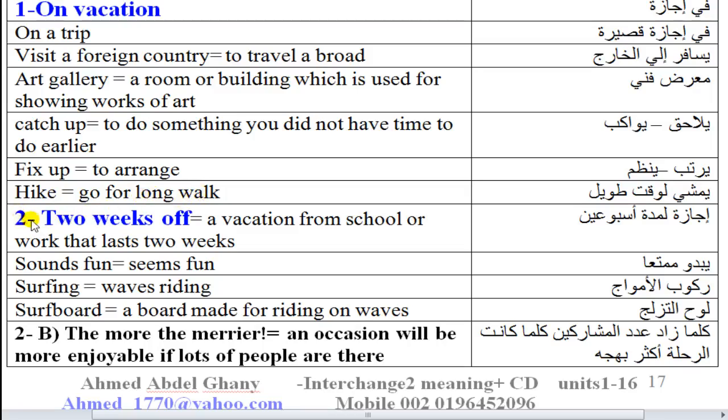2. These are the words of exercise number 2. 2 weeks off. A vacation from school or work that lasts 2 weeks. Sounds fun. Seems fun. Surfing. Waves riding. Surfboard. A board made for riding on waves. Exercise 2B. The more the merrier. An occasion will be more enjoyable if lots of people are there.